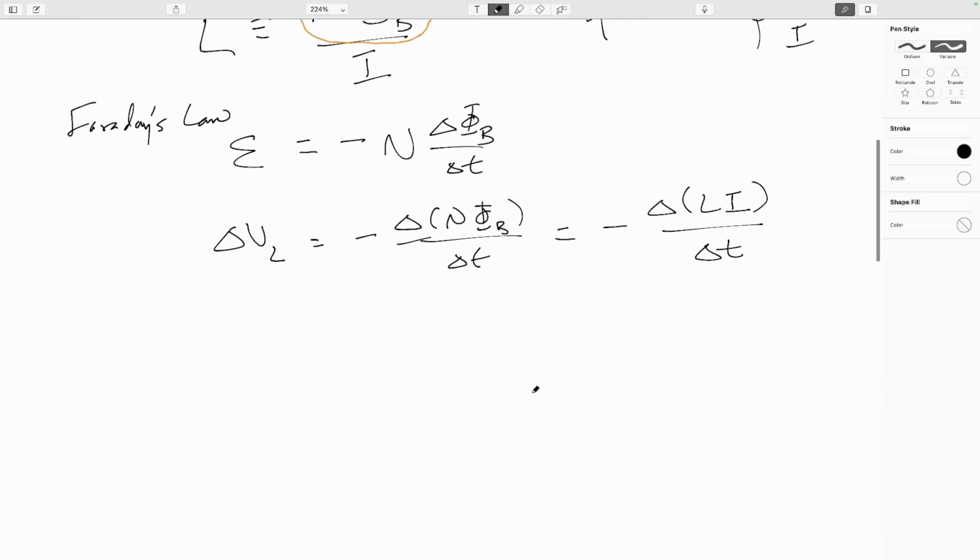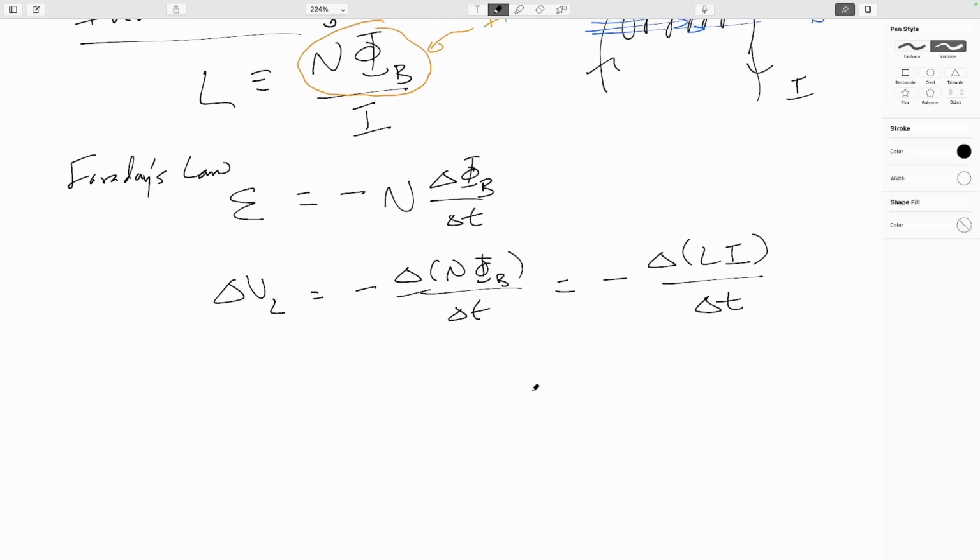So all of this here is going to be a number that is specific to the device and won't change. Because that's the case, I can say the change in the product of L and I, since L never changes, will be equal to L times the change in I. And I can finally write it that the voltage across the inductor will be minus L times the time rate of change of the current going through the inductor.